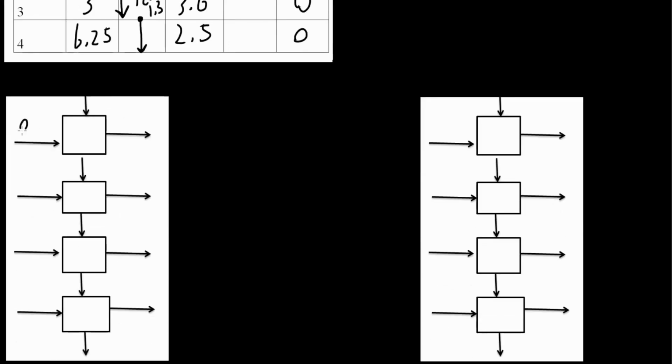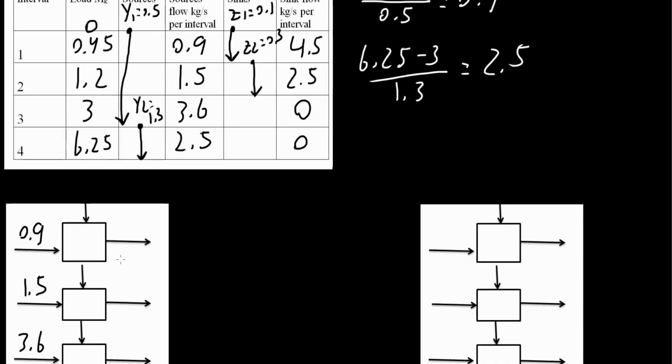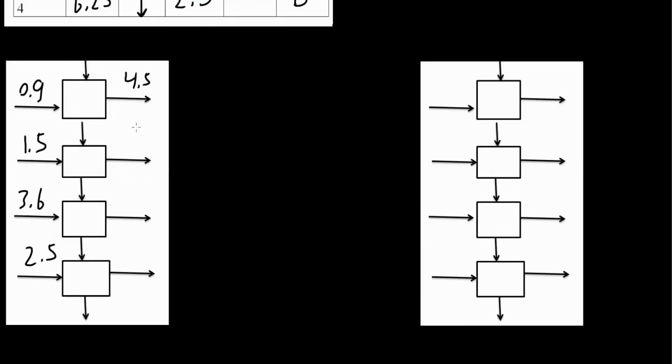So we have 0.9, 1.5, 3.6, and 2.5. And those were our sources. And now we do the same thing for sinks: 4.5, 2.5, 0, 0. Just starting out with a cascade diagram, you call the top 0.